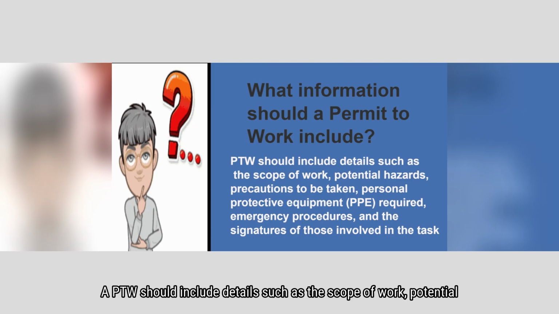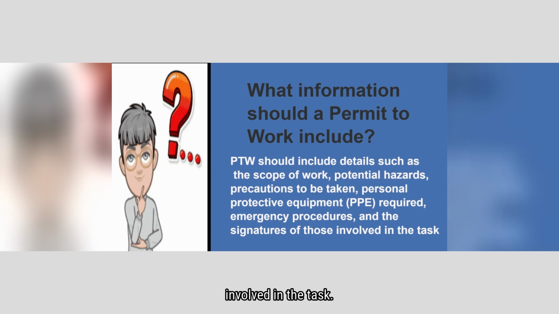What information should a permit to work include? A PTW should include details such as the scope of work, potential hazards, precautions to be taken, personal protective equipment (PPE) required, emergency procedures, and the signatures of those involved in the task.